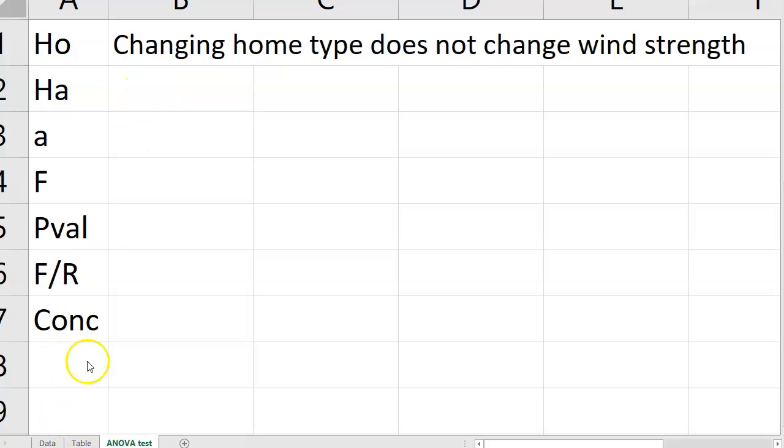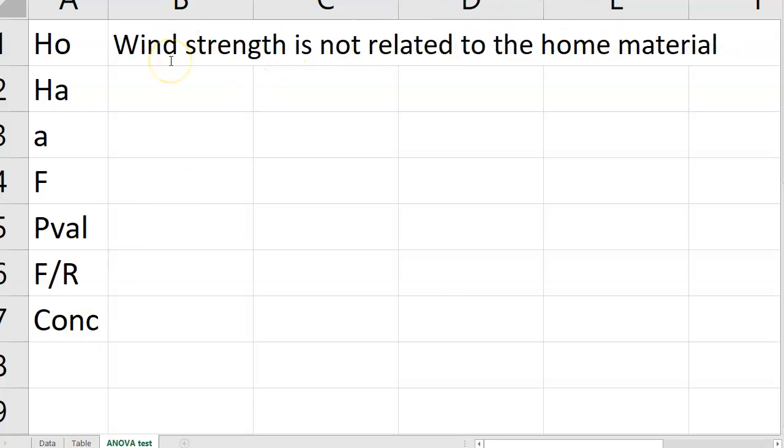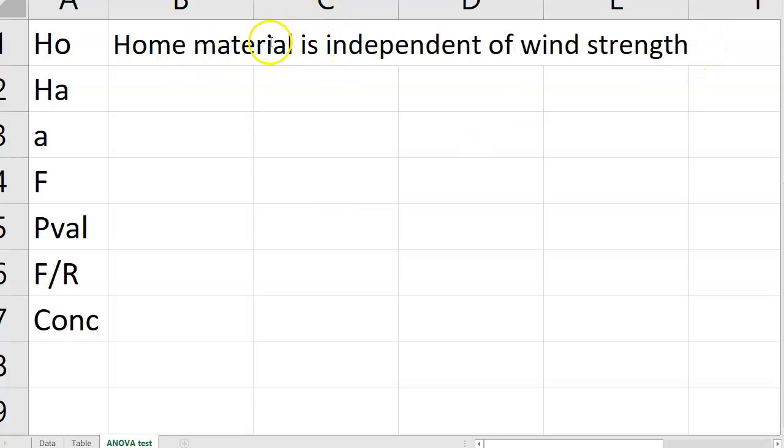So I could also put that changing the type of home from wood to brick to steel does not change how strong it is in the wind. In other words, how strong it is in the wind is not related to what the home is made of, or that the 2 variables are independent. And I'm just going to leave it here because it's the last one I did, but any of those would work as a good example of a null hypothesis. The alternative is the opposite.